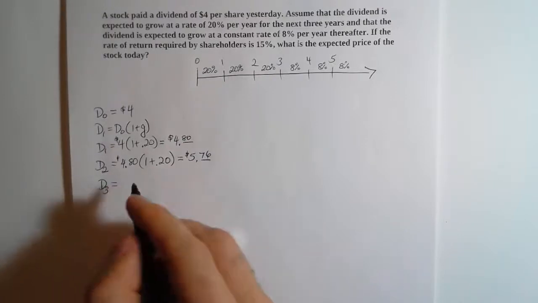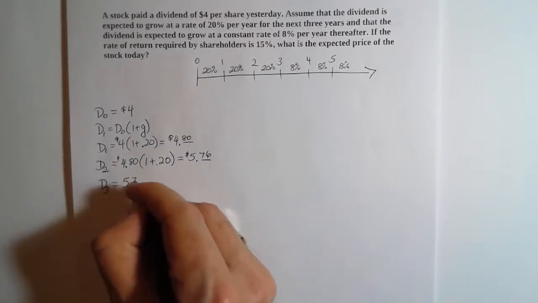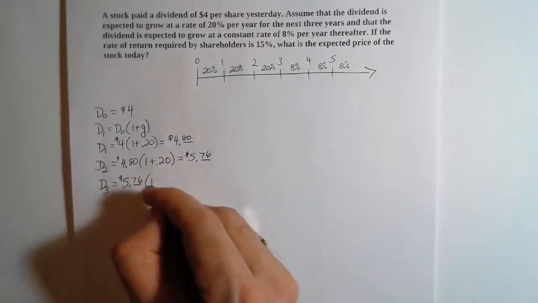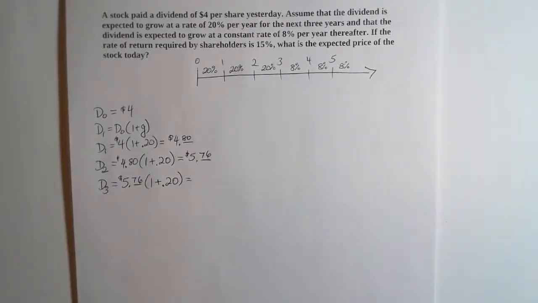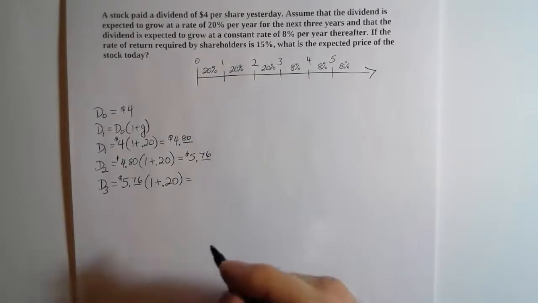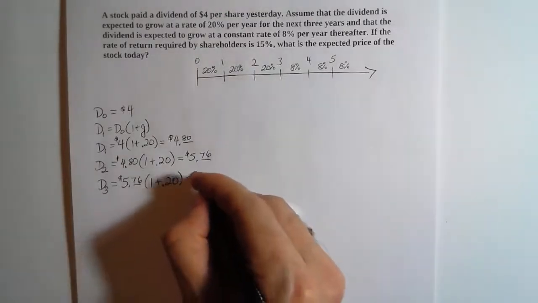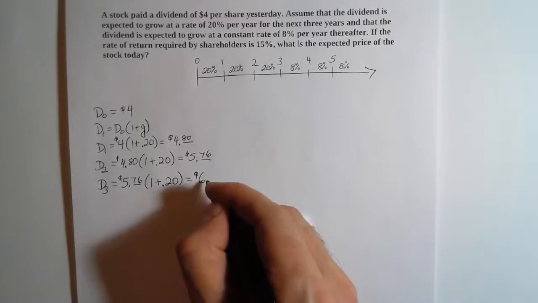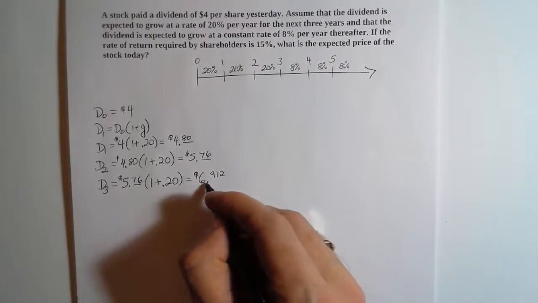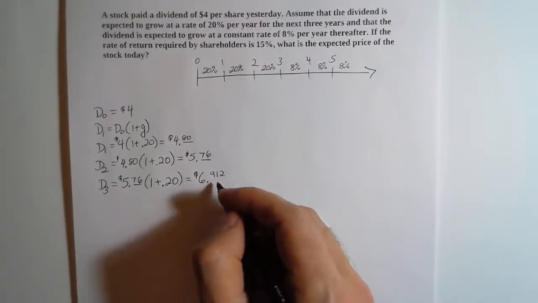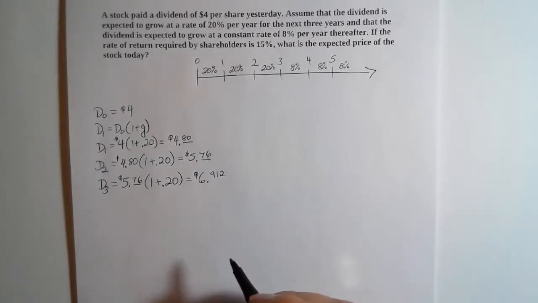Now, once I have D2, I can find D3 because that's just going to be equal to D2 times 1 plus the growth rate. So $5.76 times 1 plus 0.20. Again, I will pause and recommend that you work that out to see how you do. If you paused the video to work that out, what you should have gotten was $6.91, and I'm going to hang on to some fractional change here. So $6.912 for D3.